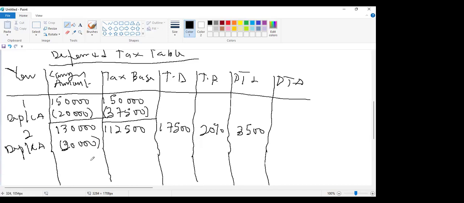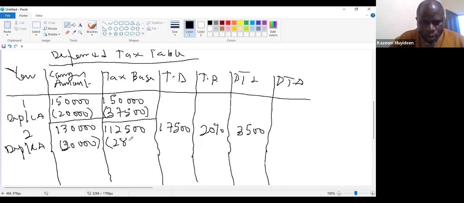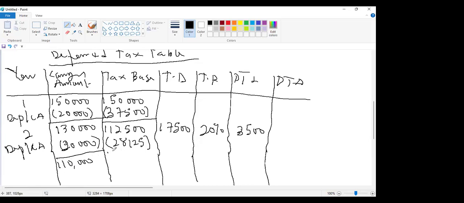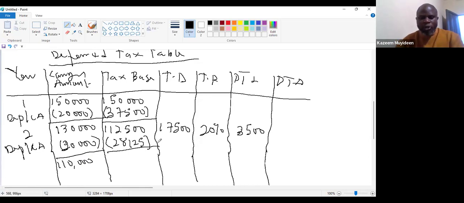Or should I go up? 28,125. So I will remove 130,000 minus 20,000, which will give me 110,000. Then 112,500 minus 28,125, let's subtract.